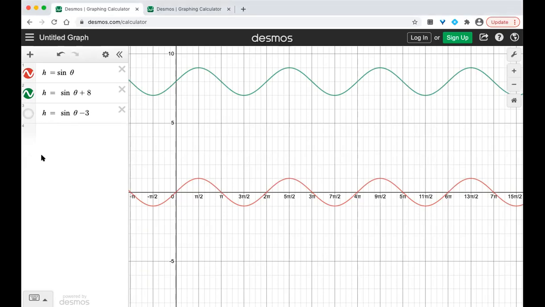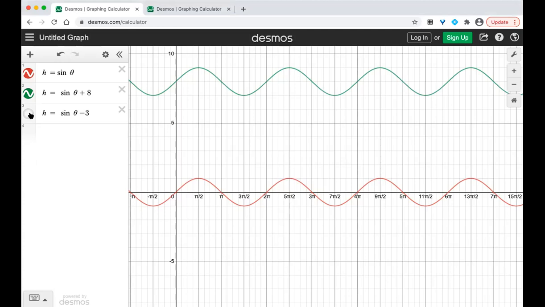What's different though? What we notice is that our sine theta plus 8 has been translated up 8 units. This is called a vertical translation. So again, what's the same? They have the same general wave-like shape, that same pattern. But the thing that's different is that the translation has moved up. It's been translated upwards by 8 units.